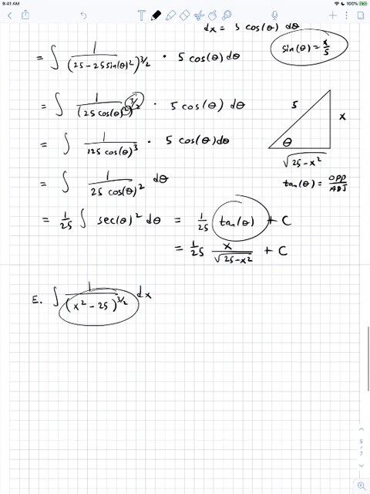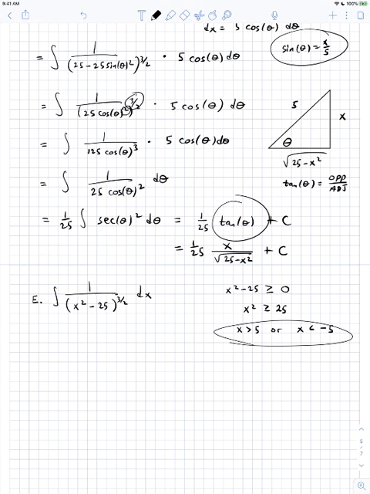However, here you don't want that. Here you want x squared minus 25 to be not less than 0, but you want it to be greater than 0 or equal to. So what that means is that x squared is greater than or equal to 25. So that means that either x is bigger than 5 or x is less than negative 5. So let me just fix my 2 there. 25. So we have to have x away from 0.